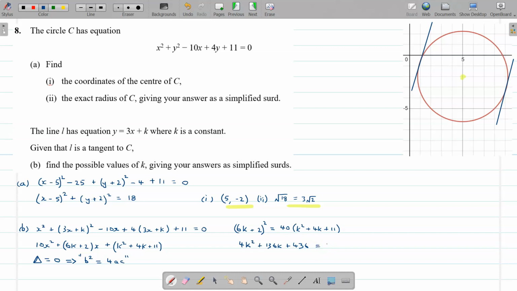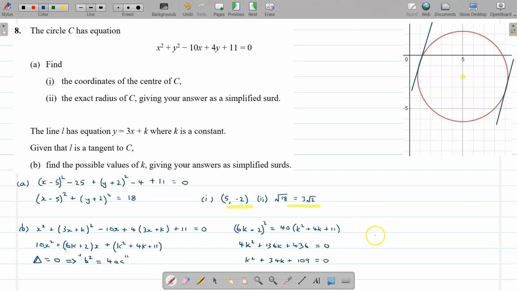There is a factor of 4 that comes out of that to give you k squared plus 34k, and at the end it's 109. Now that doesn't factorize, but it does solve with the quadratic formula, or completing the square if you wanted to, but quadratic formula is easy enough, and it does say give your answer as a simplified surd, so that's a bit of a clue.